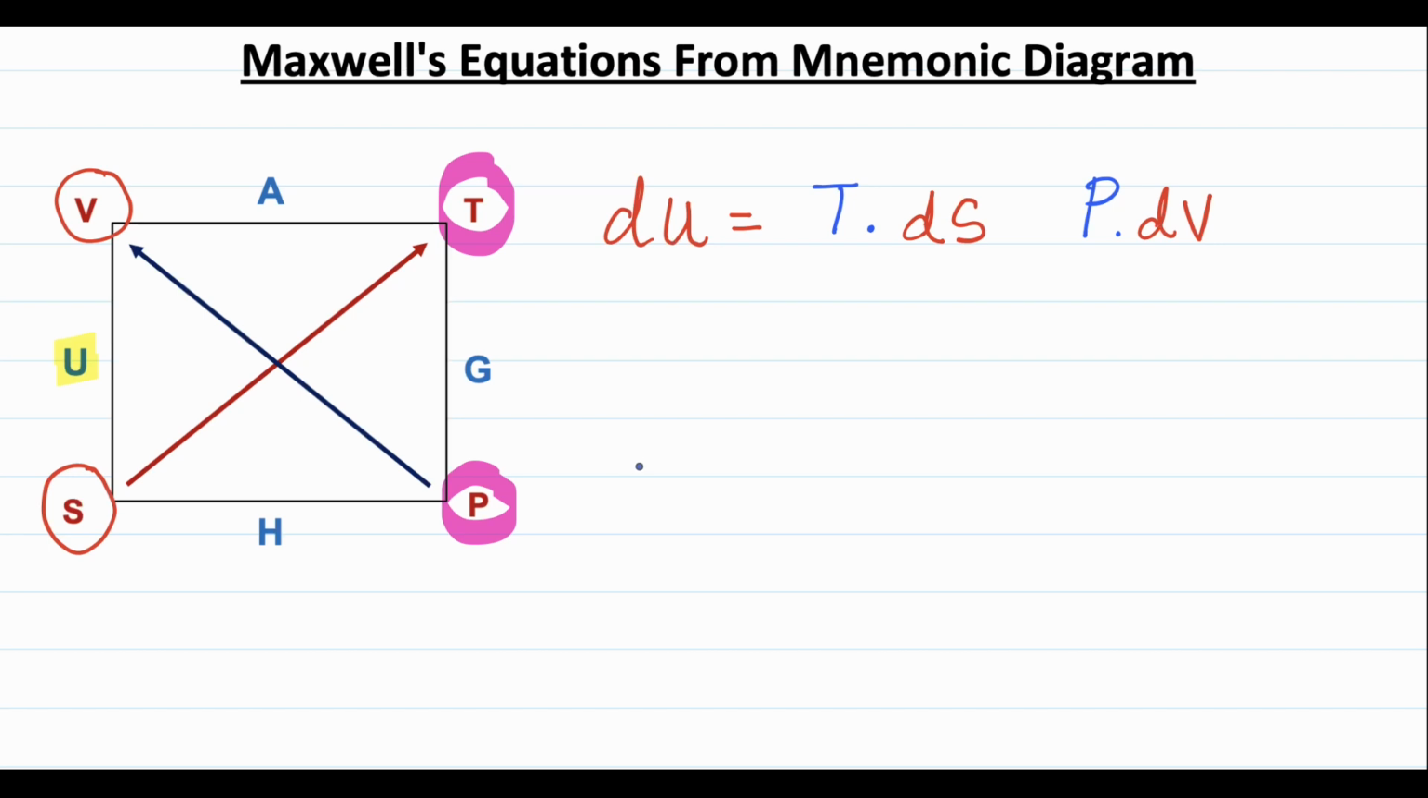Now comes the sign convention. Let's see the direction of the arrow. If the arrow is pointing towards the coefficient, then the sign must be plus. If it is away from the coefficient, the sign must be negative. When we take the coefficient temperature, the diagonal arrow is pointing towards the temperature, so it is going to be plus for T. When we take the coefficient pressure, the arrow is pointing away from pressure, so we are going to give a negative sign. So this is the total differential for internal energy, which is dU is equal to TdS minus PdV.